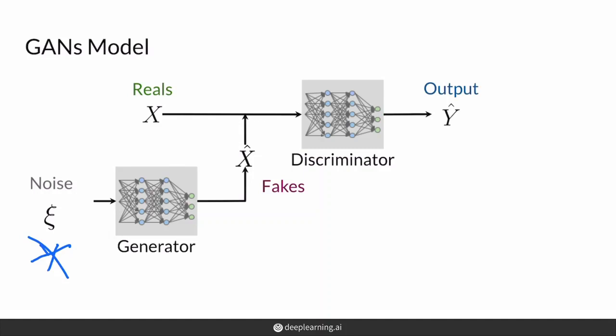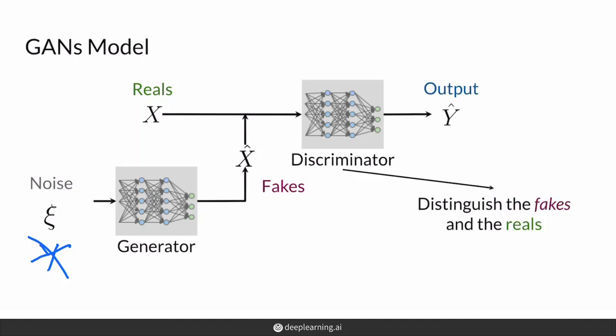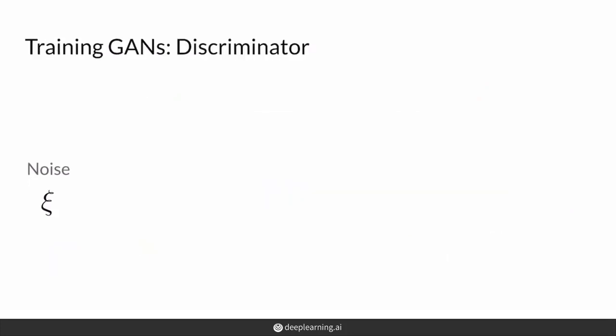And so the goal of the discriminator is to distinguish between the generated examples and the real examples, while the goal of the generator is to fool the discriminator by producing fake examples that look as real as possible. So to train a basic GAN, you alternate the training of the generator and the discriminator. So let's first start with how the discriminator works.